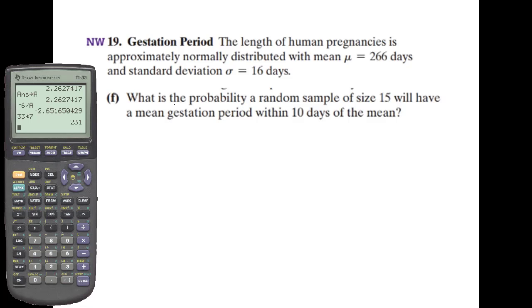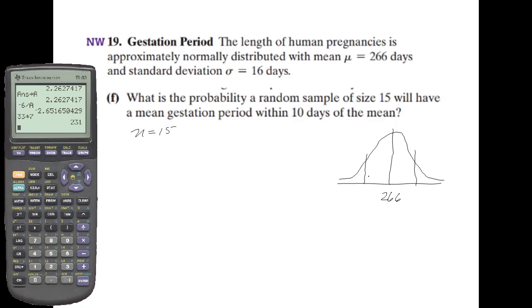What is the probability that a random sample of size 15, well, now we know n is equal to 15, and I have to go through all that stuff again. The mean gestation period is within 10 days of the mean, okay? So here we have this distribution. 15 wouldn't be all that radically pointy. So here's my 266, and I'm going to be within 15 both ways.